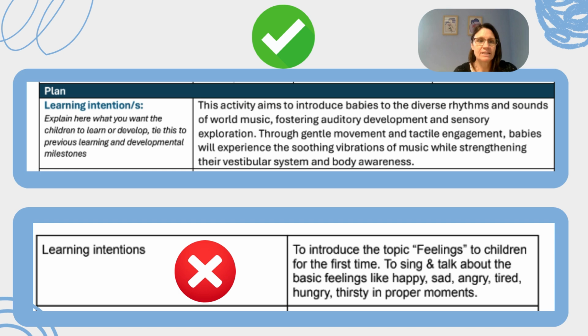Here are two more examples. One actually includes the theory behind it. The activity aims to introduce babies to the diverse rhythm and sounds of world music, fostering auditory development through sensory exploration, through gentle movement, tactile engagement. Babies will experience the soothing vibrations of music while strengthening their vestibular systems and body awareness. So this is talking about what's going on in the physical part of the body, and it's just theory.